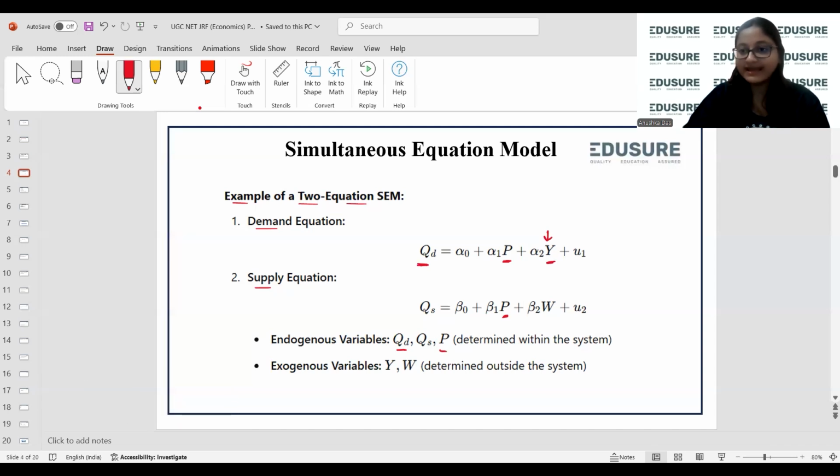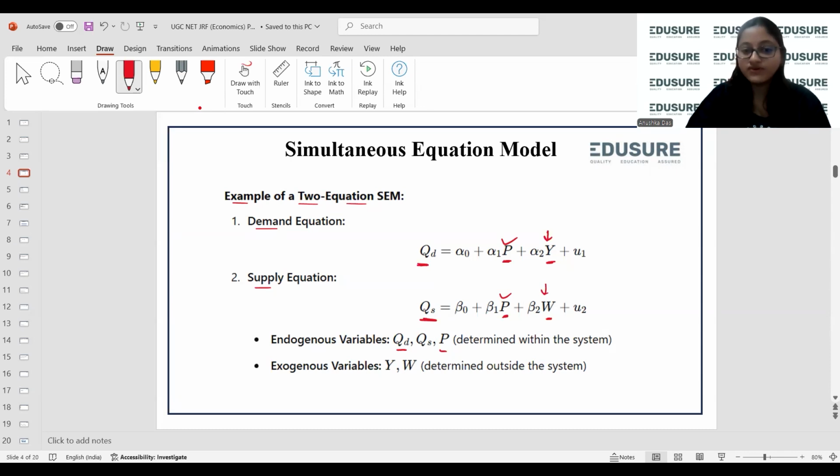This will be an exogenous variable. And if you see the second equation, which is the supply equation, QS is the endogenous variable occurring only once here. It will be determined from the system. P is also endogenous because it is present in both the equations. That will be determined from the system. And W is again an exogenous variable because it will be given. It is exclusive to the supply equation.